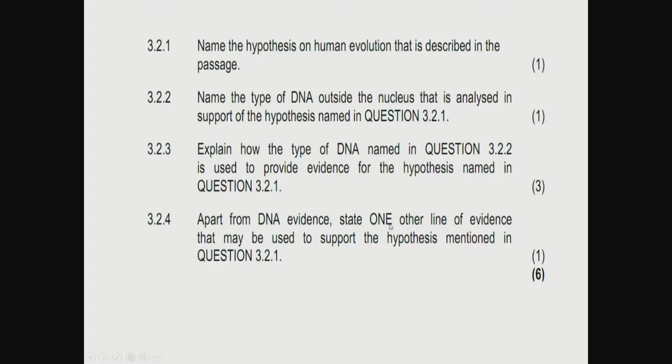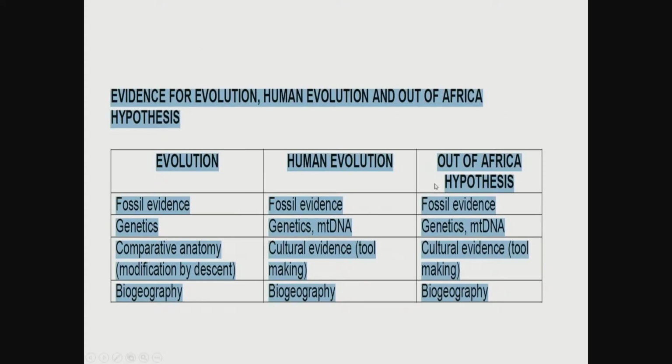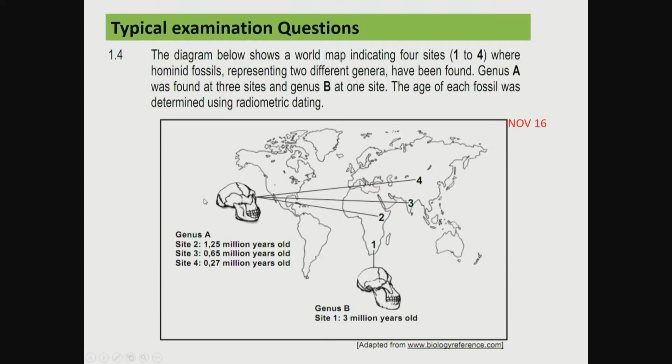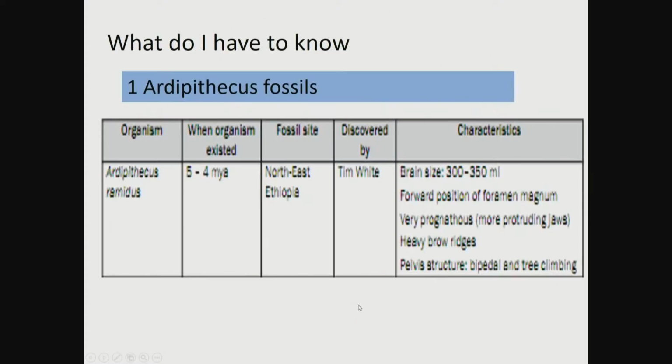Apart from DNA evidence, what other line of evidence may we use to support the hypothesis? Remember, I gave you this table previously. That is the evidence for out of Africa, the evidence for human evolution, and the evidence for evolution in natural or biological evolution. A lot of questions they can do. The line of evolution, we start with Ardipithecus, and then the Australopithecus, Homo habilis, Homo erectus, Homo neanderthalensis, and then the Homo sapiens. That is the line of evidence.